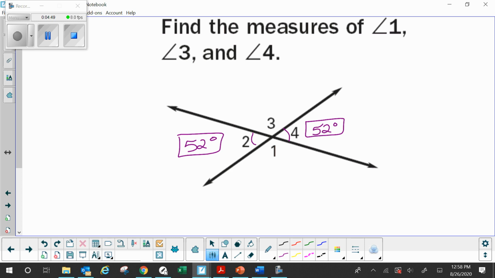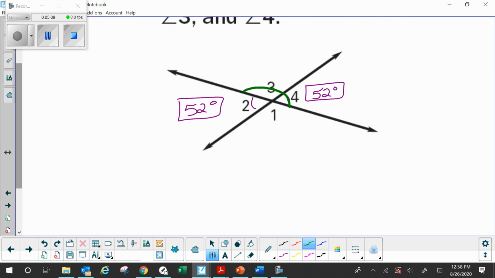So how do you find 1 and 3? So 3 and 4 would be a linear pair. And they add to 180. So what is 180 minus 52? So once you know that one, you know that the bottom one is vertical, so you know that both of these are 128.